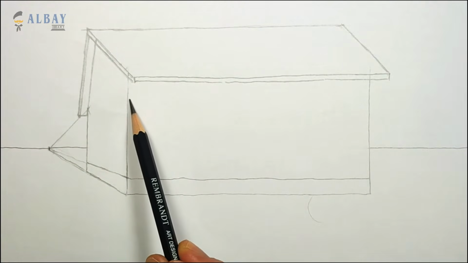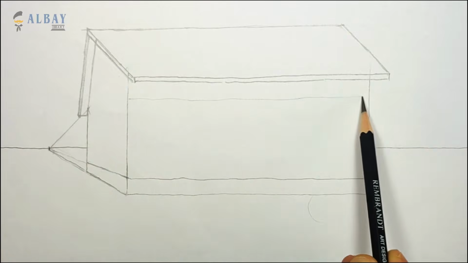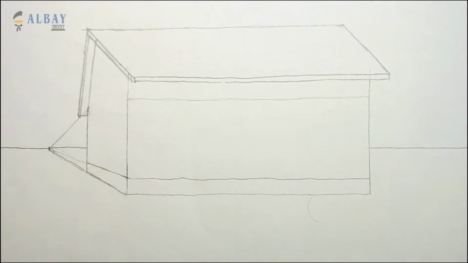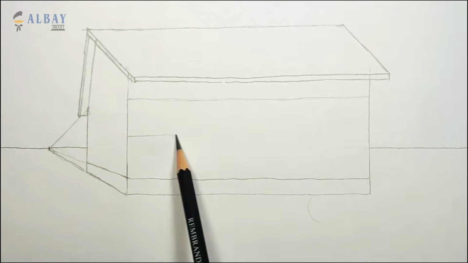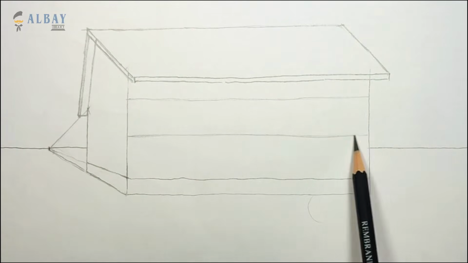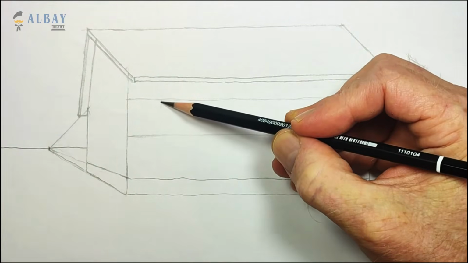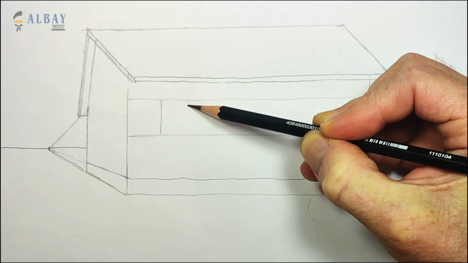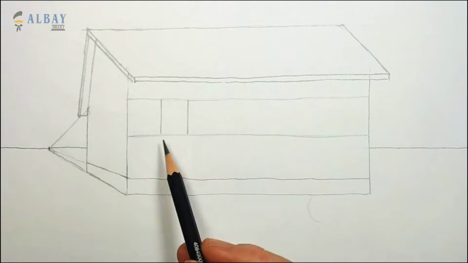Now it's time to add the windows and door. First, I draw two horizontal lines on the front of the building. The windows will be between these two lines. This way I make sure the windows are lined up right. You can choose the size and shape of the windows. You can draw them however you want.